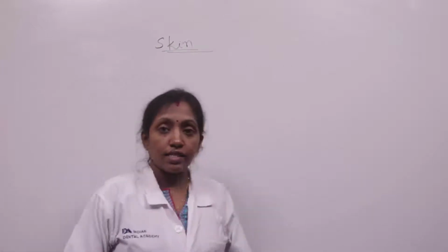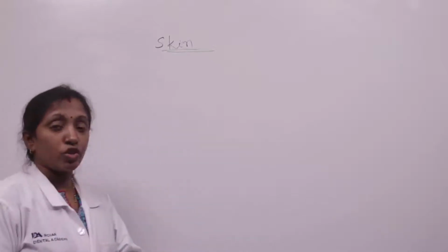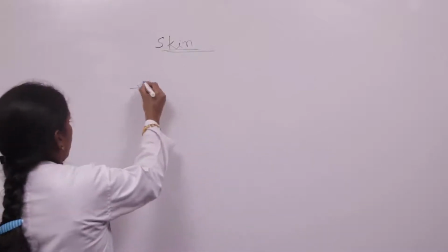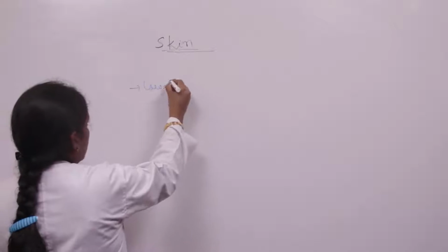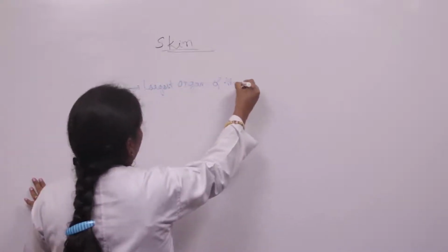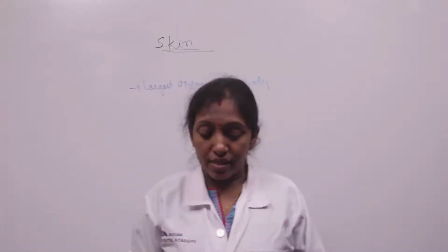So, skin. General anatomy of skin. Skin is the largest organ of the body, which occupies about 1.5 to 2 square meters.